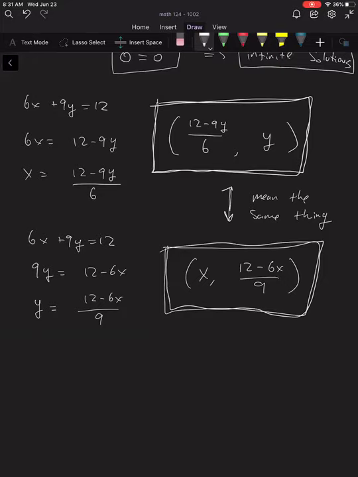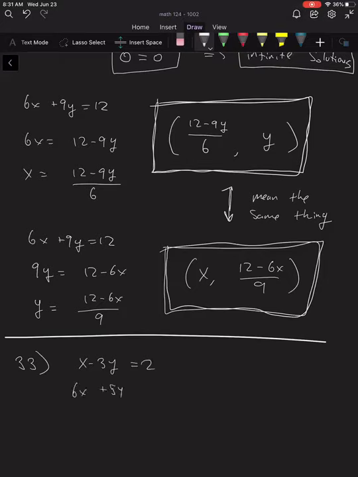How about 33? So 33 says we have x minus 3y is equal to 2. And 6x plus 5y is equal to minus 34.